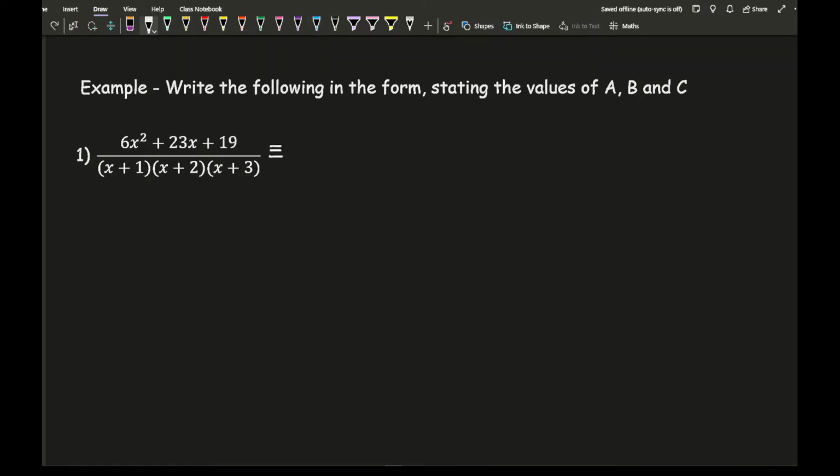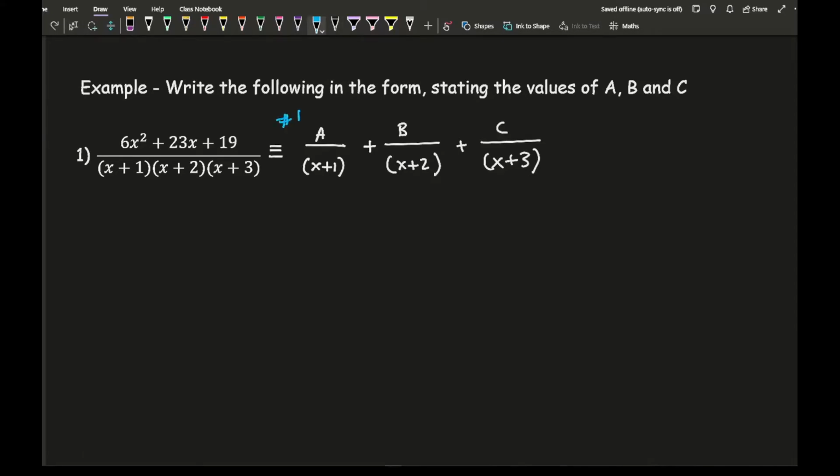Now as this is classed as an identity, I'm going to write it as A over the first bracket, which is x plus 1, plus B over x plus 2, plus C over x plus 3. Even though I'm writing pluses in between those fractions, I don't know if they're going to be plus, so if A, B or C are negative, then obviously that will affect the sign going forward. So that would be my first step. Let me put a little asterisk in there, step 1.